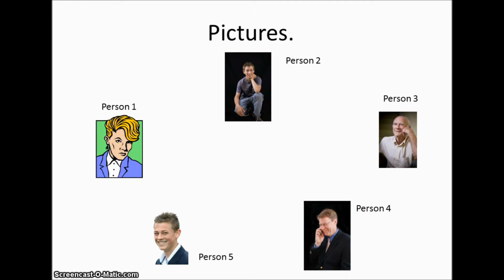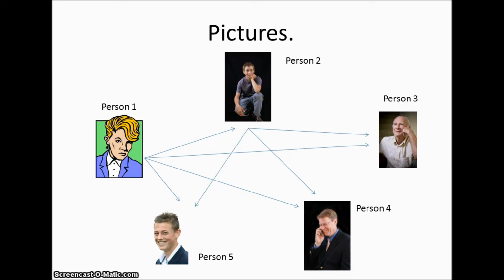So we'll solve the first problem with an illustration. So person 1 shakes the hand of person 2, person 3, person 4, and person 5. Now, person 2 shakes the hand of person 3, person 4, and person 5. So why didn't person 2 shake person 1's hand? That's right, because person 1 already shook the hand of person 2.